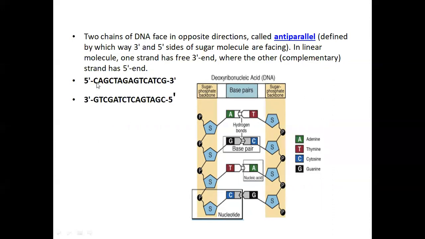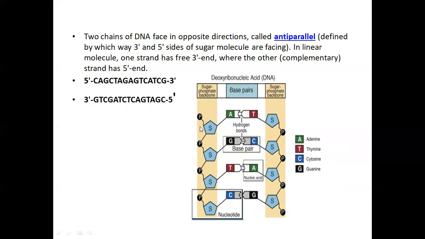The other nucleotide is called as complementary strand. Now this is having free 3' end. If this strand is having 5' free end, the complementary strand should have 3' hydroxyl free end. So this is called as anti-parallel direction.